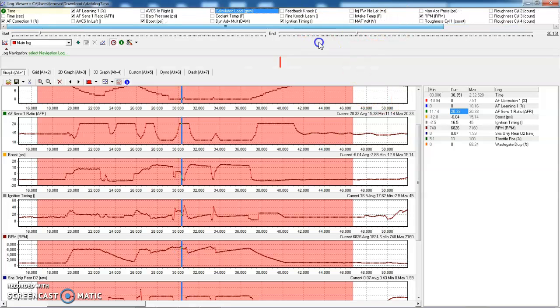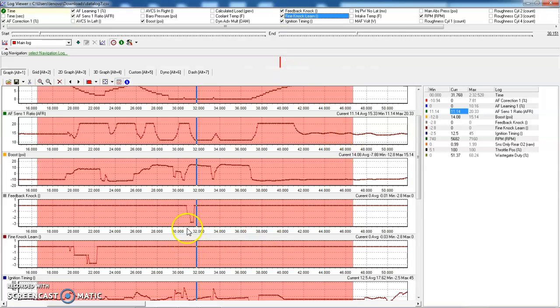Just give me 1 second here. So throttle position is letting off. And they're going back to full throttle. Air-fuel's back to good. Boost pressure's pretty sane. And the timing looks good. We're not seeing any knock at that point.